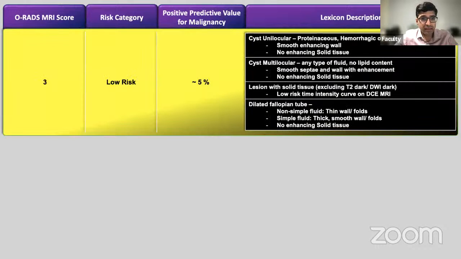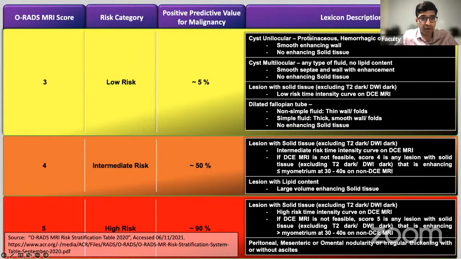Now let's look at some of the O-RADS 3, 4, and 5. What we need to know is that if you see any solid tissue and you have dynamic contrast enhancement, it needs to show a low-risk curve. Only then does it fall in the category 3 lesion. However, if you do not have this particular feature, then you have to look for a non-dynamic curve, and in that case, it falls into this category. Then you can have smooth septae. We looked at one of the examples with enhancement, and smooth enhancing walls of the cyst may also fall into this category.